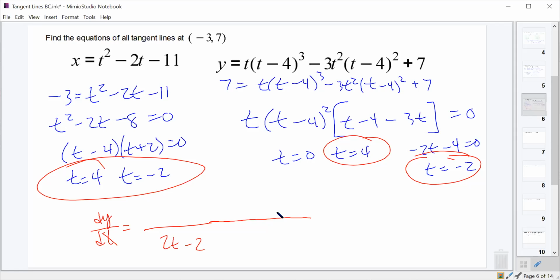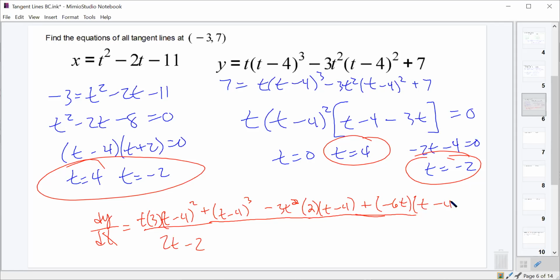And in the numerator, the 7 will go away, right? And we got t times (t minus 4) cubed. That's product rule, right? So that'll be t times 3 times (t minus 4) squared, plus (t minus 4) cubed. And then our minus 3t squared times (t minus 4) squared, that'd be minus 3t squared times 2 times (t minus 4), plus minus 6t times (t minus 4) squared. Is that what you guys got for your derivative?